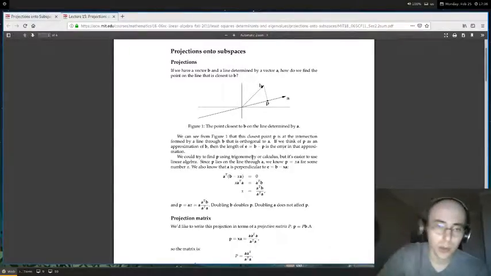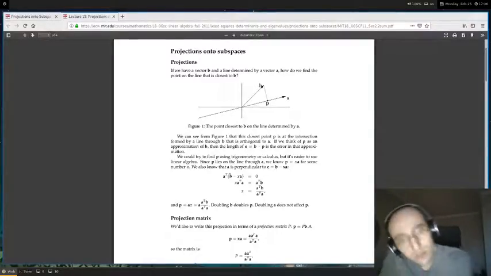And exactly what we are trying to find here is the left null space. We are trying to find all the vectors that are orthogonal to the column space of A.